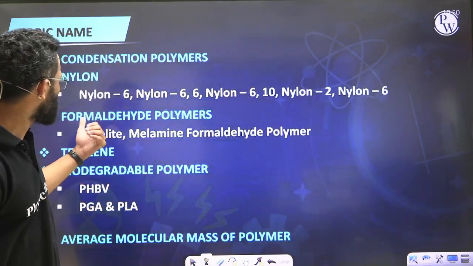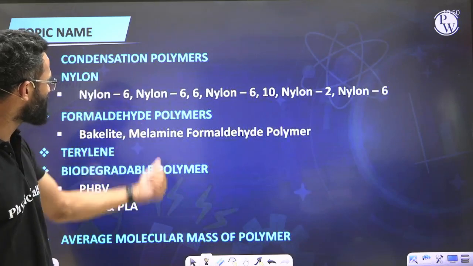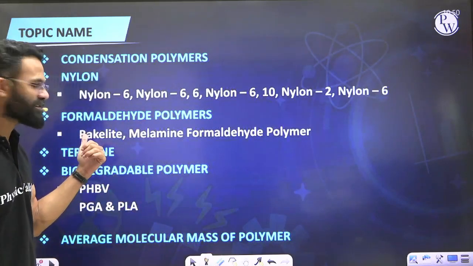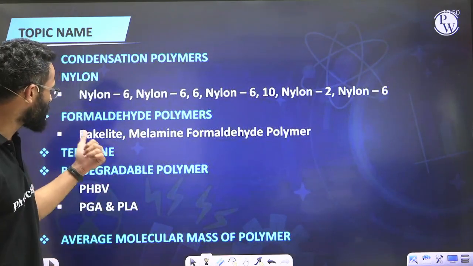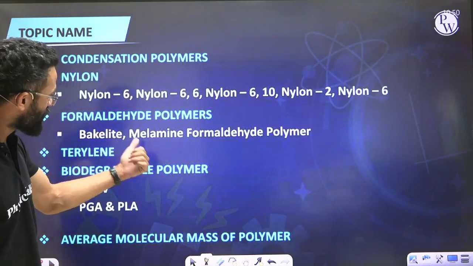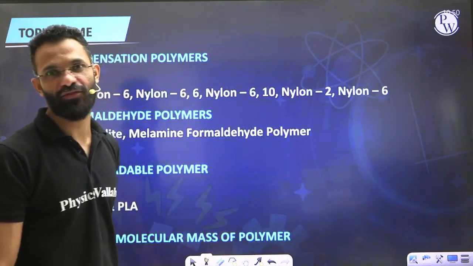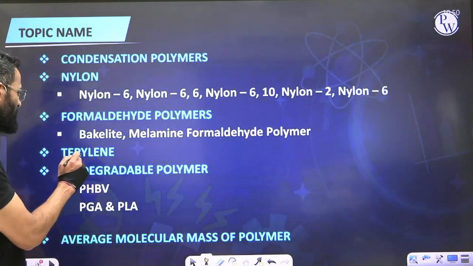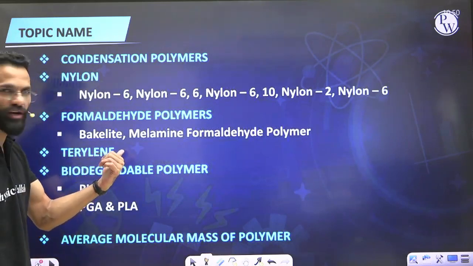Once that is done, we'll be talking about another important condensation polymer, that is phenol formaldehyde polymers. You'll see phenol and formaldehyde forming an important thermosetting polymer, which you can also call a cross-linked polymer, that is called Bakelite. Followed by that, we'll be talking about melamine formaldehyde polymer, which is another class of condensation polymer we will be learning. Then we'll be discussing a polyester molecule, that is terylene, also referred to as Dacron at times.